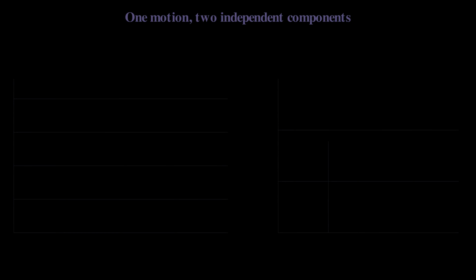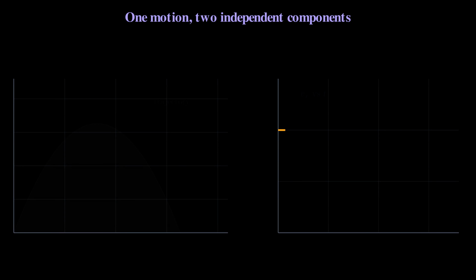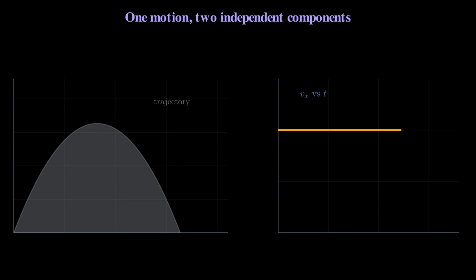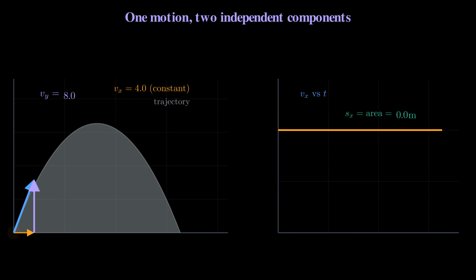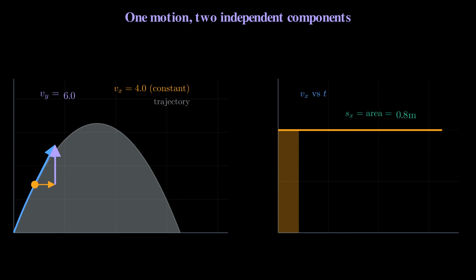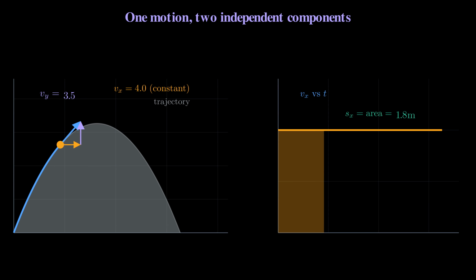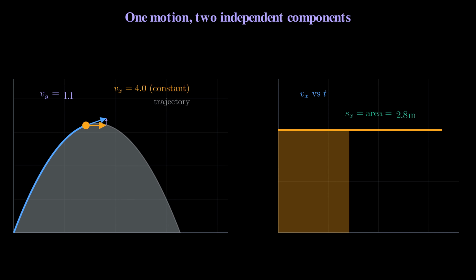Here's the idea the whole topic is built on, and it's beautiful to watch. A projectile's velocity is a single vector, but we split it into 2 pieces that don't talk to each other. A horizontal part in gold and a vertical part in purple. Watch what each one does as the ball flies. Gravity pulls straight down, so it only touches the vertical component. The horizontal gold arrow never changes length. With no air resistance, nothing pushes sideways. So horizontal velocity is constant.